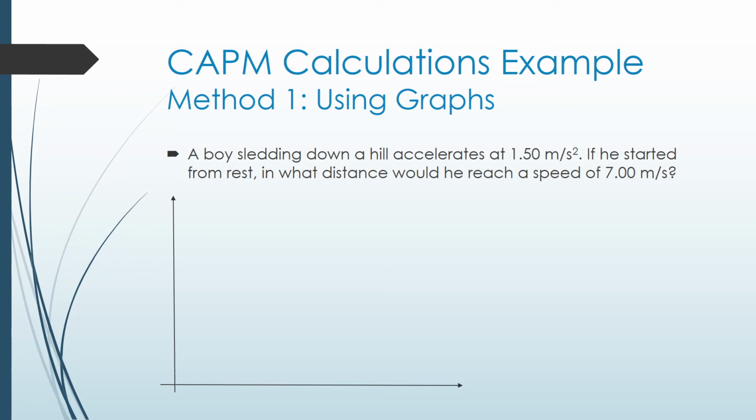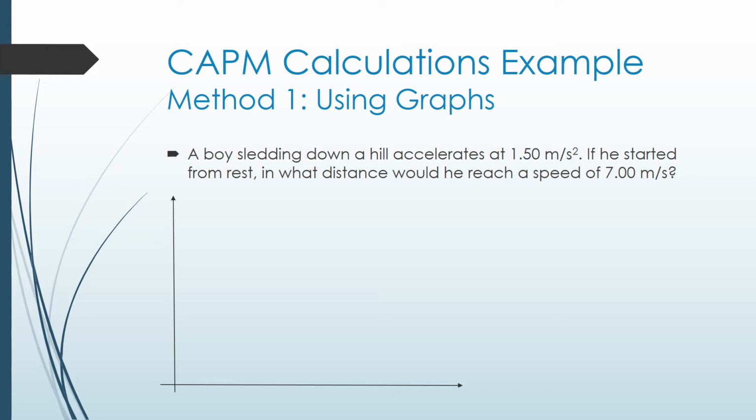So we're going to practice using our two methods for calculating values with the CAPM model. In both cases, we're going to use the same example problem. A boy is sledding down a hill, and the boy accelerates at 1.5 meters per second squared. We're saying he starts from rest, and we want to know in what distance he would reach a speed of 7 meters per second. The first method we're going to look at is using graphs.